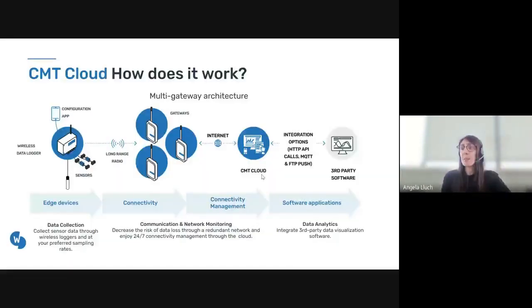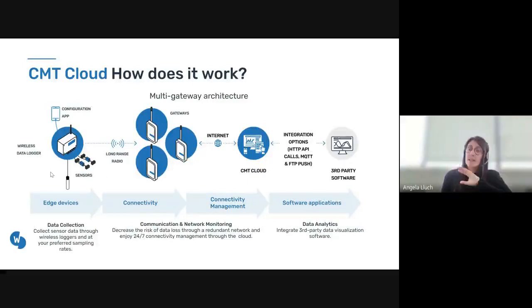So now let's see how Worldsensing solution works. This diagram corresponds to the CMT Cloud architecture or multi-gateway architecture. As we see here, the first thing to do is to connect the sensors to the wireless data loggers, unless we're talking about data loggers that have sensors already built in, so we don't need to do this external connection.